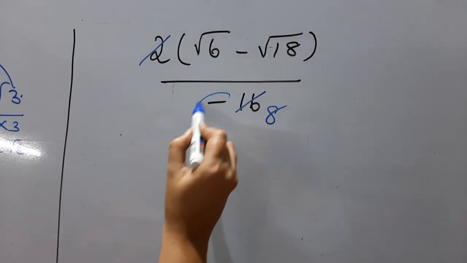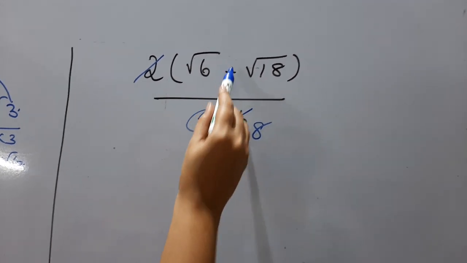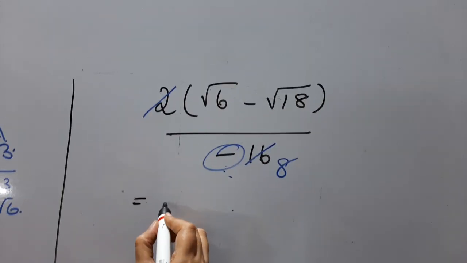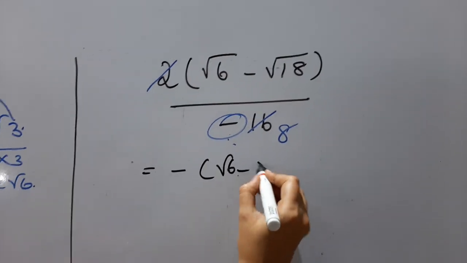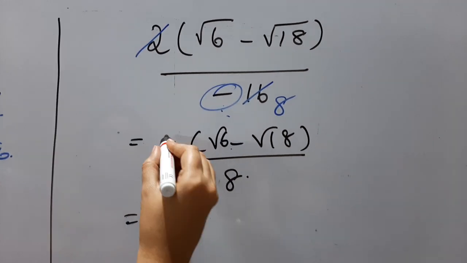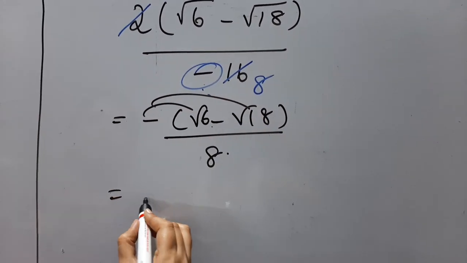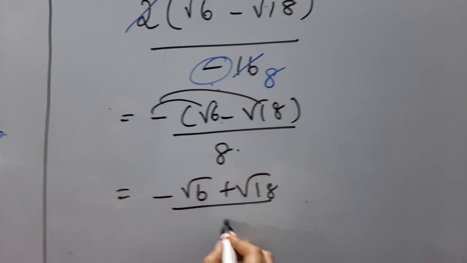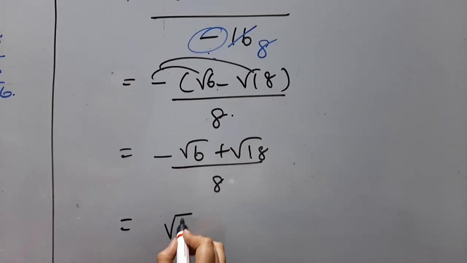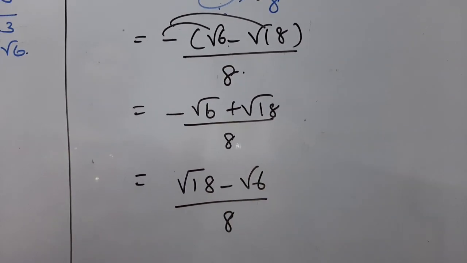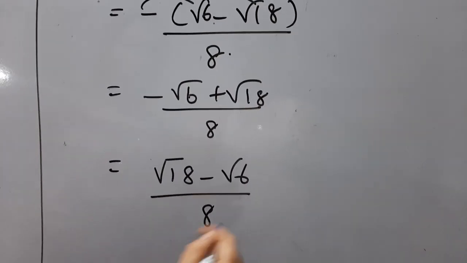We should not write a negative sign in the denominator. In a fraction, the sign should be written in the numerator. So what will I get here in my numerator? Minus of (root 6 minus root 18) divided by 8. Now multiply this minus inside. What will we get? Minus root 6 plus root 18 divided by 8, which is equal to (root 18 minus root 6) by 8.